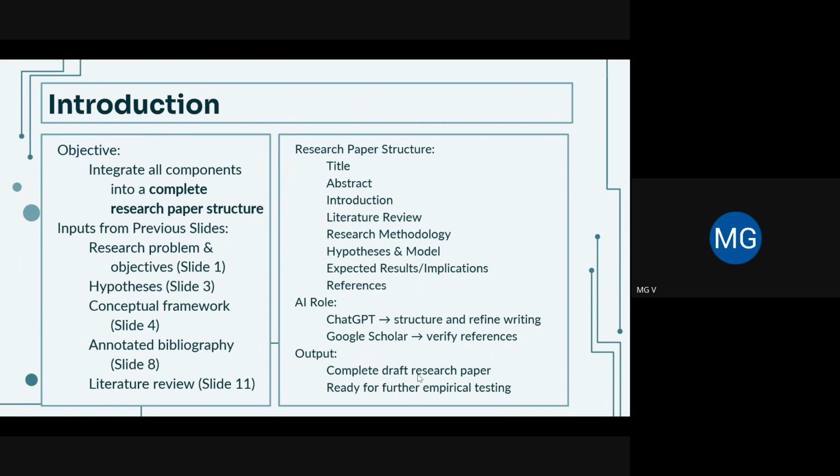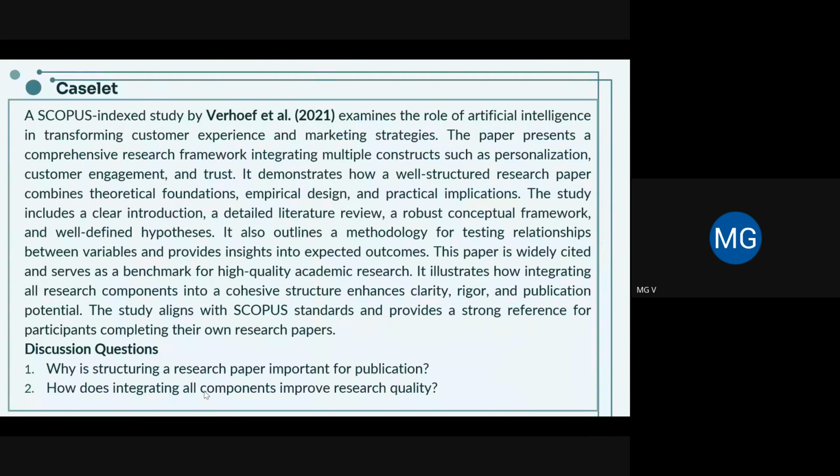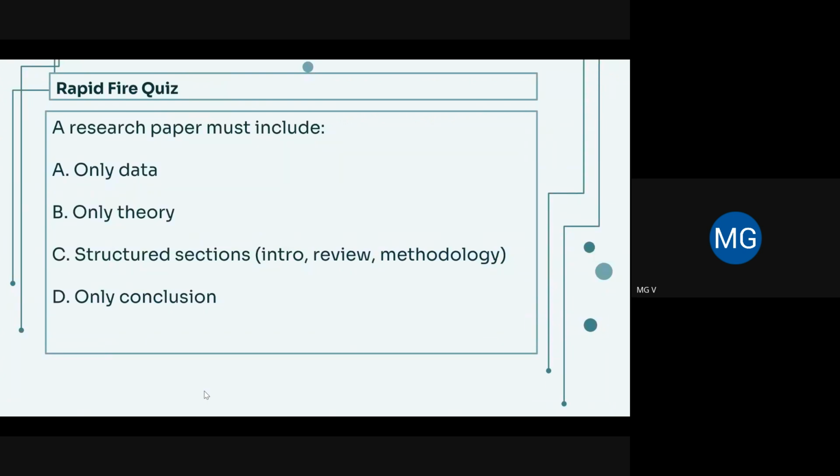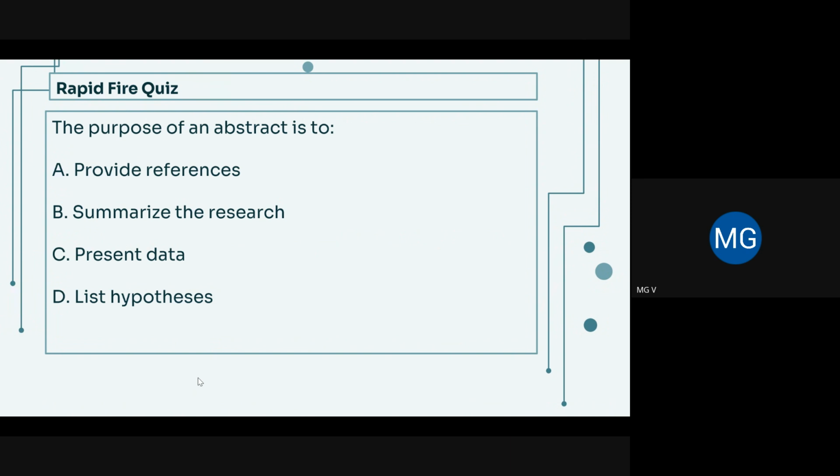ChatGPT can assist in structuring and refining the document, but all references must be verified using Google Scholar. This integrated output represents a strong foundation for a publishable research paper and demonstrates the effectiveness of AI-powered research workflows. Right? A research paper must include structured sections like introduction, review, and methodology.